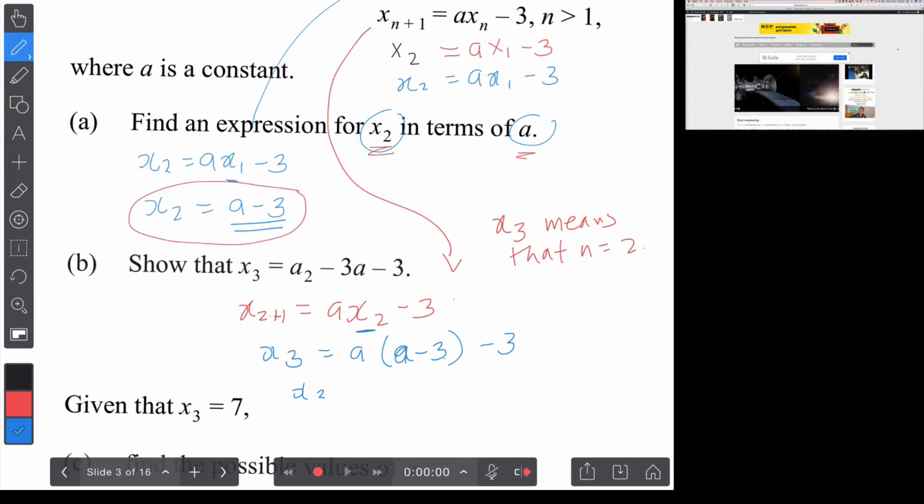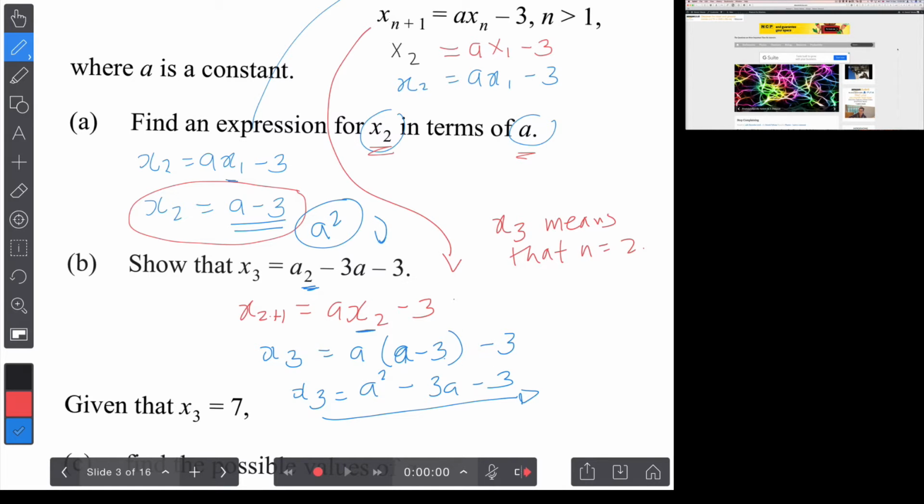So x3 is equal to a squared, because it's 2 of them. In fact, we have a2 there. That should actually be a squared minus 3a minus 3. So that a2 is a mistake. This should not be a2, that should be a squared. Okay, so that's a mistake on the part of the question paper there.